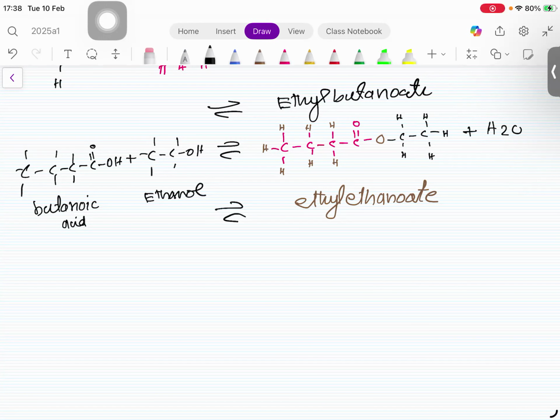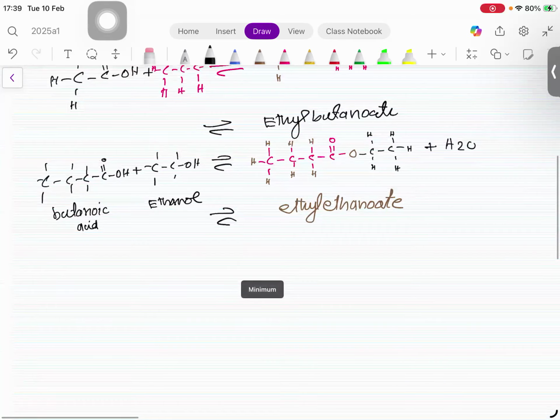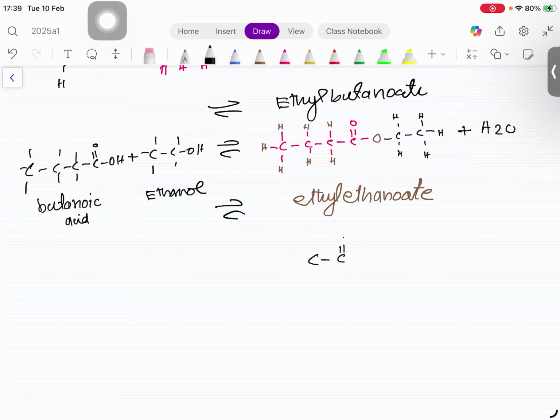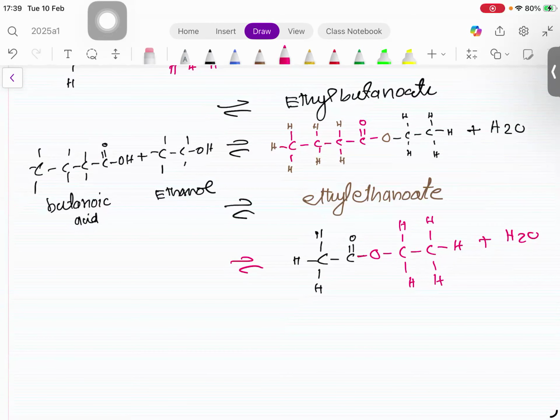Ethyl ethanoate. Anyone done? Okay, ethyl ethanoate means ethanoic acid. I have to remove what? OH. And then the oxygen of the alcohol. How many carbons with that? Ethyl means 2 carbons. Plus H2O. And what are the carboxylic acid and alcohol? Ethanoic acid, and what is the other? Ethanol.